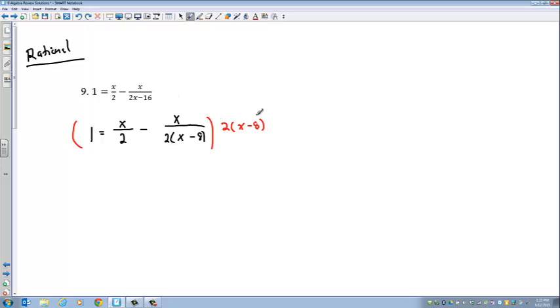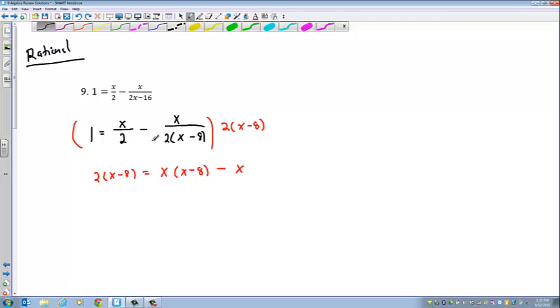So 1 times this, you're going to have 2x minus 8 on the left, equal to, and now when you take this times 2 times x minus 8, the 2's are going to cancel, so you just get x times x minus 8. And then minus, now this one's really nice because when you take this times that, these things completely cancel, and so you're just left with the x on top.